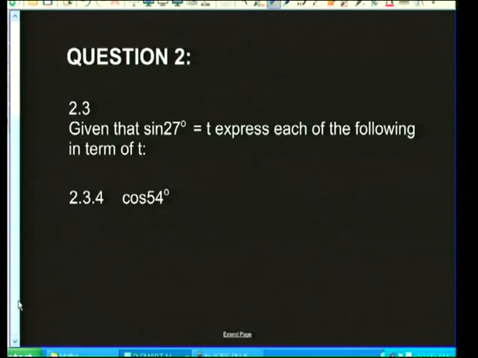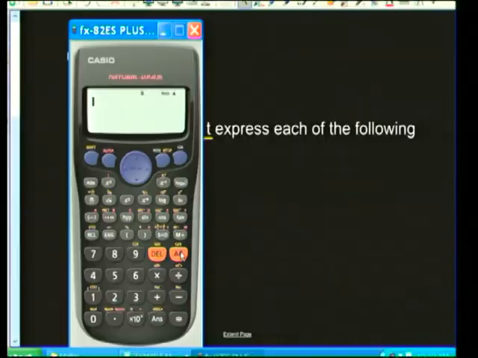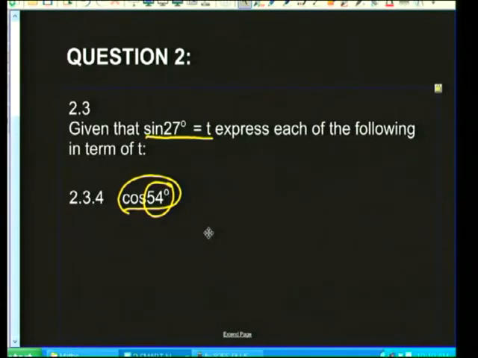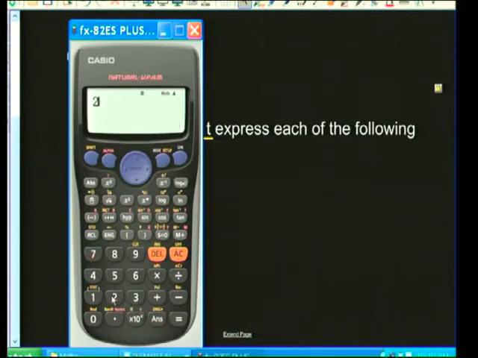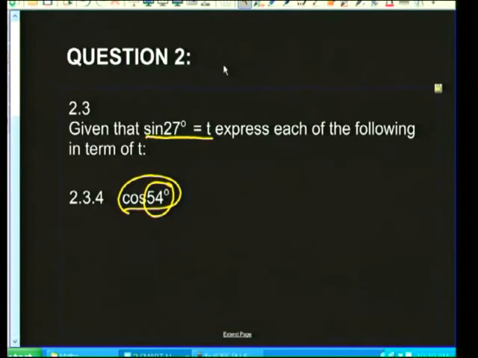Let's look at this next question. Given that sine 27 is equal to t, express each of the following in terms of t. Cos 54. Again, 54 is not in terms of 27. So let's see how we can reduce that. 90 minus 54 is 36. Let's check another way. 27 times 2 is 54.